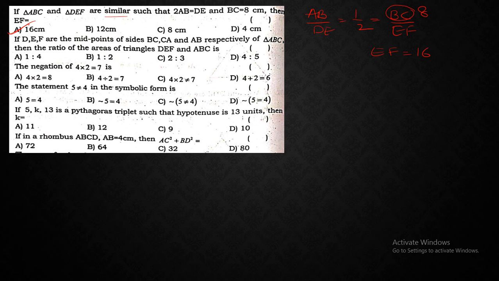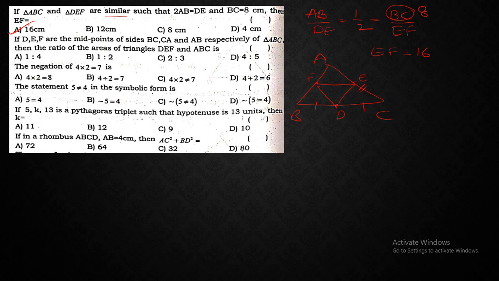So the answer is 16. Next, what he has given is a triangle ABC, in which this is D, this is E, and this is F, and when joining we are going to form a triangle.